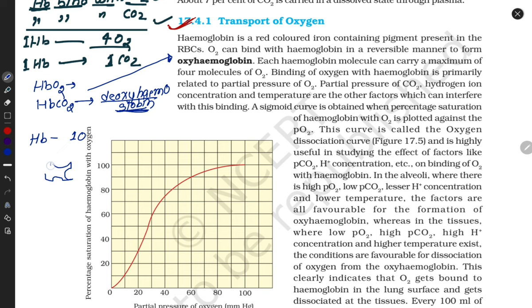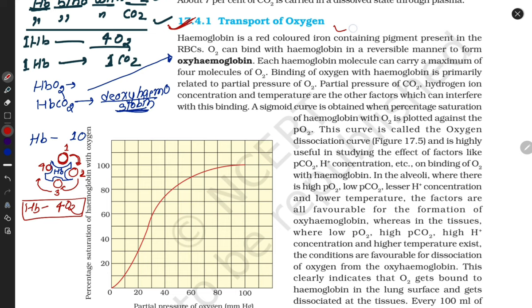This is the hemoglobin and there are 4 sites of oxygen binding. First oxygen will bind here. After binding of the first oxygen, it promotes the binding of the second oxygen, and the second oxygen binding will promote the third oxygen binding, and the third will promote the fourth. So overall, one hemoglobin contains 4 oxygen molecules. Whatever I explained here is written here, don't worry guys.